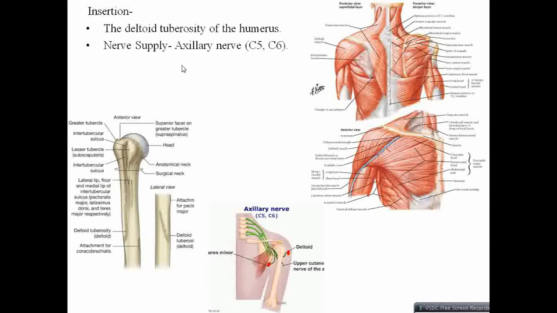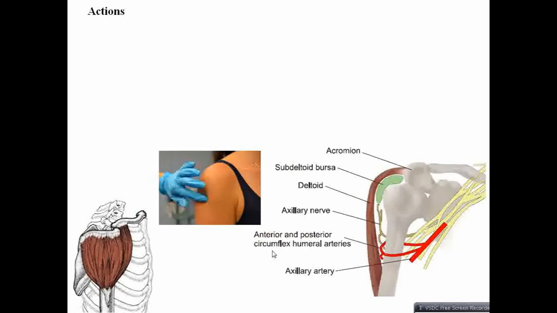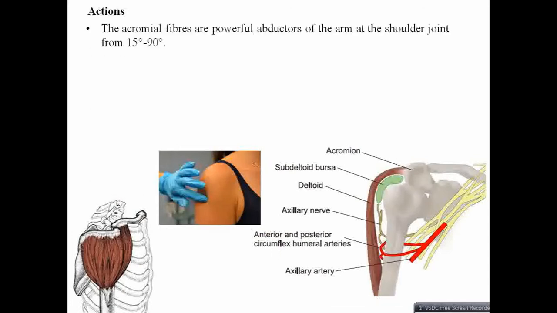Nerve supplied by axillary nerve. Axillary nerve is a nerve that is arising from the posterior cord of brachial plexus. Actions: acromial fibers, which are arising from the acromion, these fibers are powerful abductors of the arm at the shoulder joint, and they cause abduction that is ranging from 15 to 90 degrees.